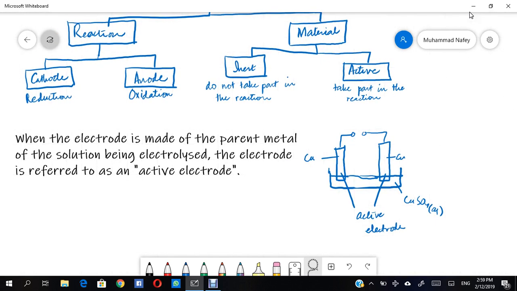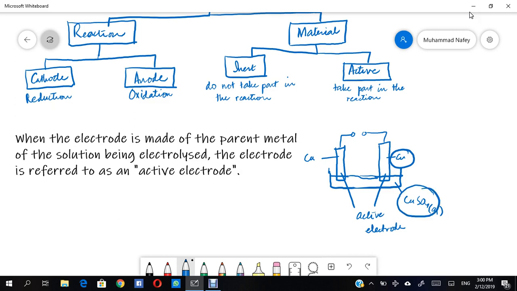Fine. Perfect. So now, I told you that these copper electrodes are active electrodes. Why? Let's take a look at the definition I've just written. An active electrode is an electrode which is made of the metal whose salt is being electrolyzed. So why are we referring to these as active electrodes? Because these are made of copper, and copper is the parent metal of copper sulfate.